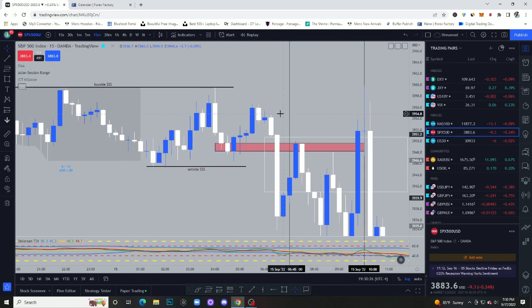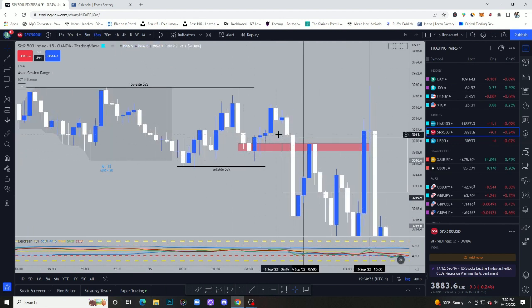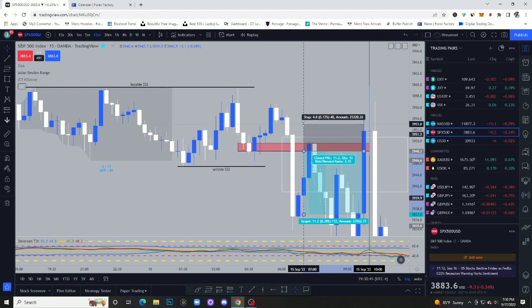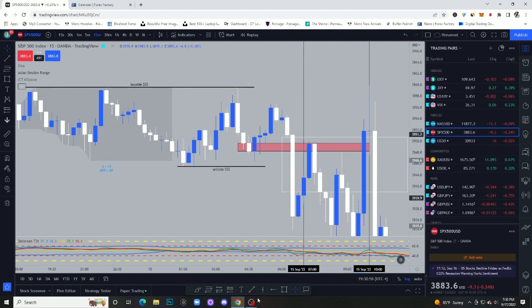So now what I'm gonna do is scale down to the 5. From here, you can take your entries on the 15-minute. The reason why I'm not taking it on the 15 is because the risk to reward isn't good enough for me. If I'm taking it right here, actually no, I would have had to take the trade.